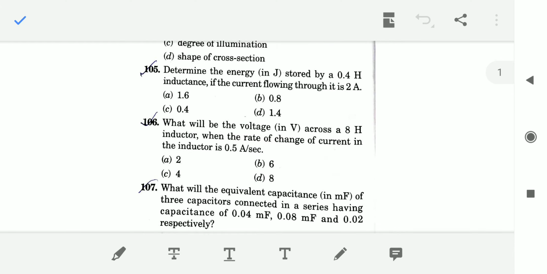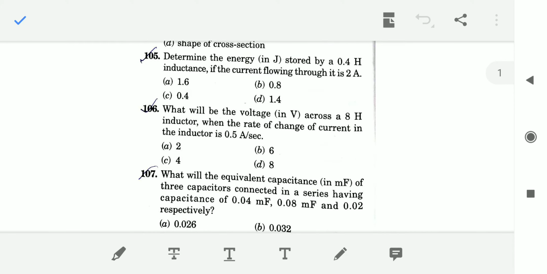And coming to question number 5, determine the energy in joules stored in the 0.4 Henry inductance if the current flowing through it is 2 amperes.